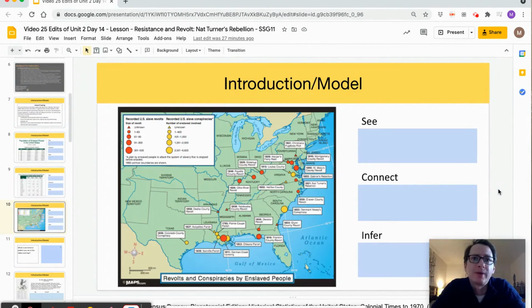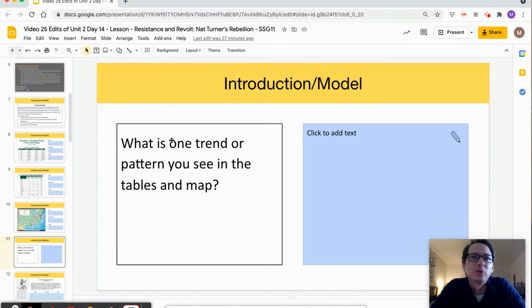The process with the map is very similar. Please make sure to always pay close attention to the key as well. There is lots to see in it. And on this slide, you're going to be asked to use what you learned from both the tables and the map to come up with one pattern or trend, which is basically like a big idea or a takeaway. Are there any connections between what you saw in the tables and the map of revolts and conspiracies by enslaved people? In case you are stuck, here's something you might want to consider.